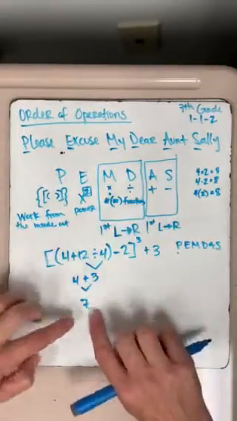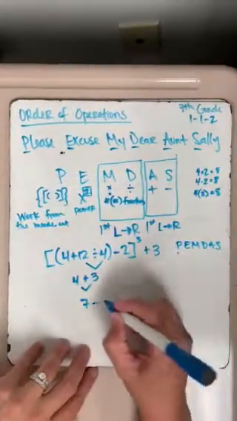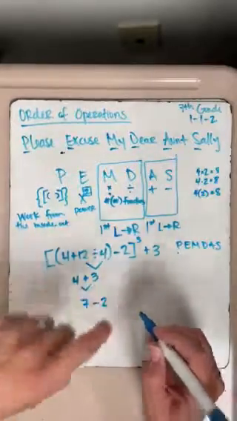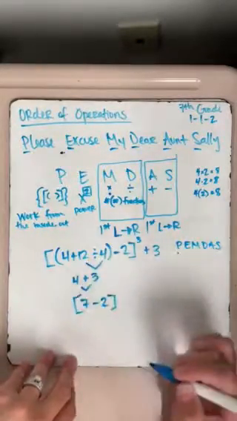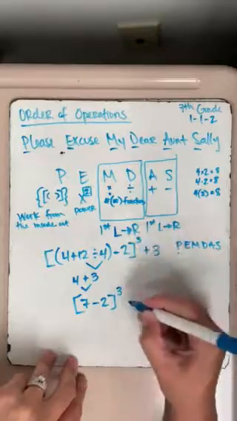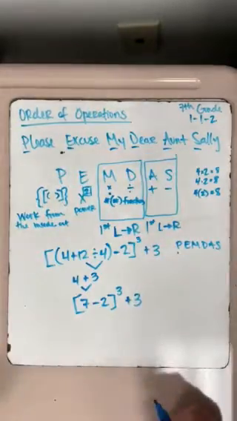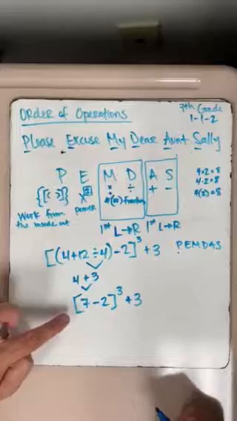So 7's what I get. I drop everything else that I haven't used yet. So minus 2, I haven't gotten rid of my brackets yet. It's still going to be cubed. I still need to add 3. Okay. So this is where we're at now.